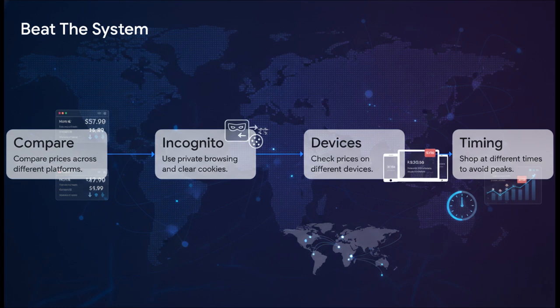Step 3. Check prices on different devices. If you're shopping on a brand new premium smartphone, go verify the price on an older laptop. You might honestly be shocked by the difference. And Step 4. Shop at different times. Avoid booking during peak panic hours or high traffic periods. By simply changing your behavior, you can actually disrupt their predictive models.